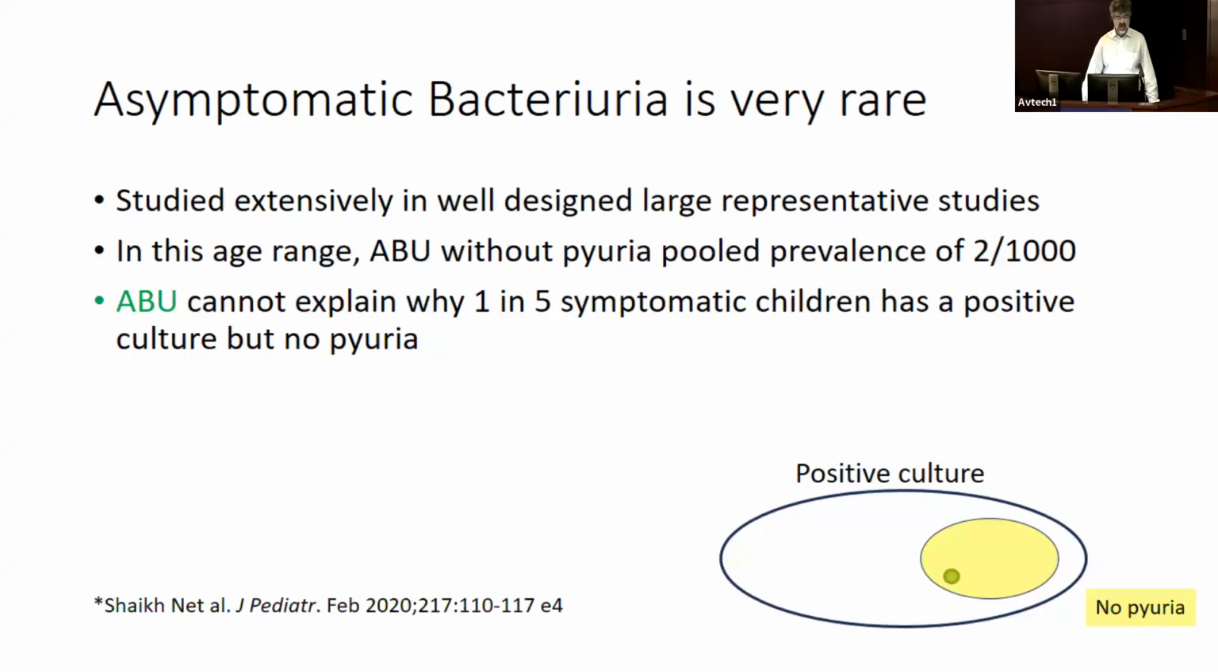So asymptomatic bacteriuria, we talk about it a lot, but it's extremely rare. This has been studied extensively in well-designed large studies, and a pooled analysis of that showed that the prevalence of asymptomatic bacteriuria without pyuria in this age group is 2 in 1,000. So most of us will never see a child with asymptomatic bacteriuria under 2 who has symptoms. 2 in 1,000, if you do 1,000 samples, that's a lot of samples to do in your career, and you probably won't see it, but we talk about it all the time. So there's, again, that mismatch there. So ABU cannot explain why 1 in 5 symptomatic children has a positive culture with no pyuria.